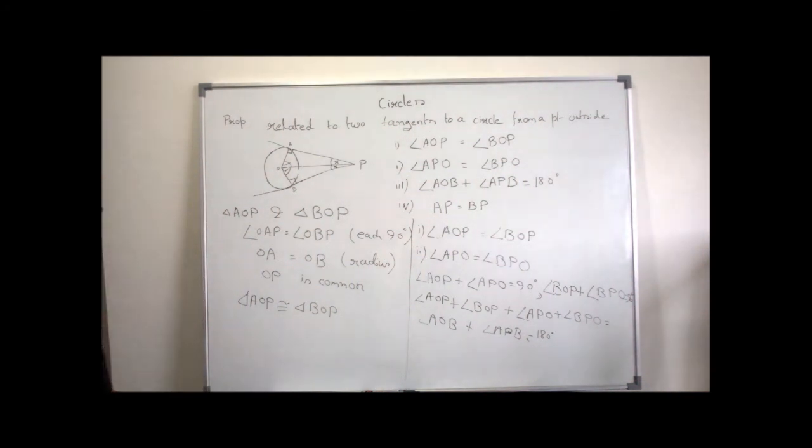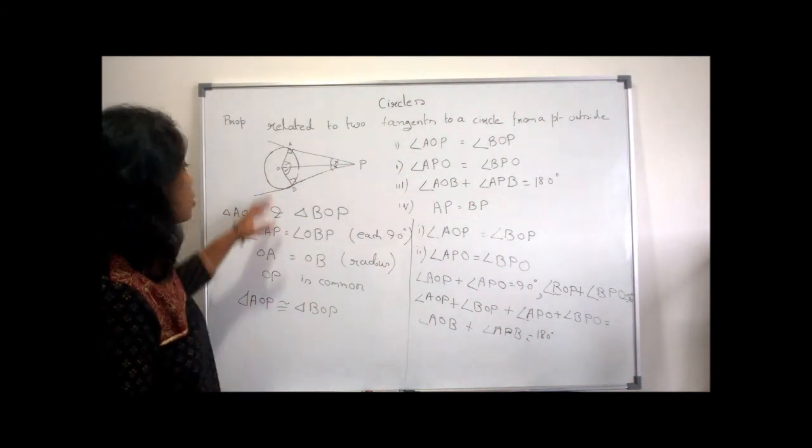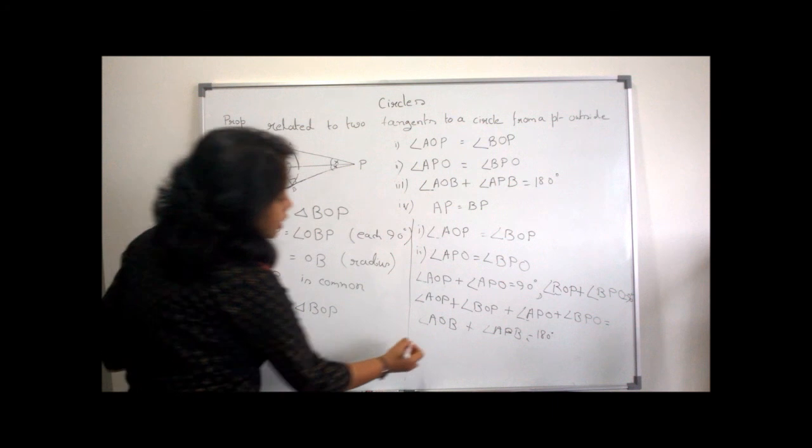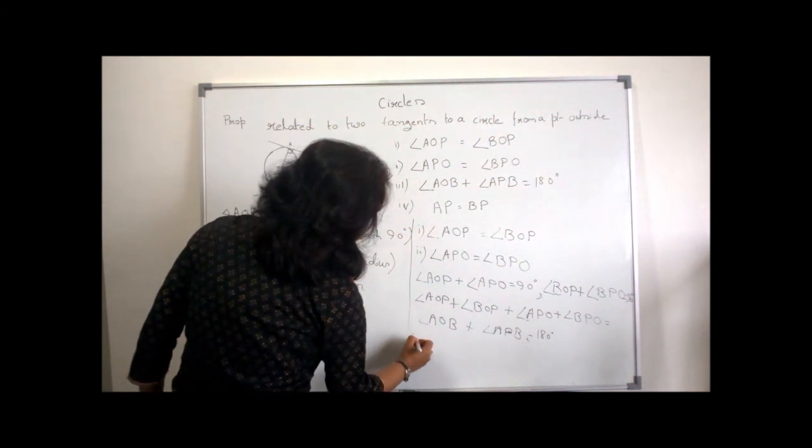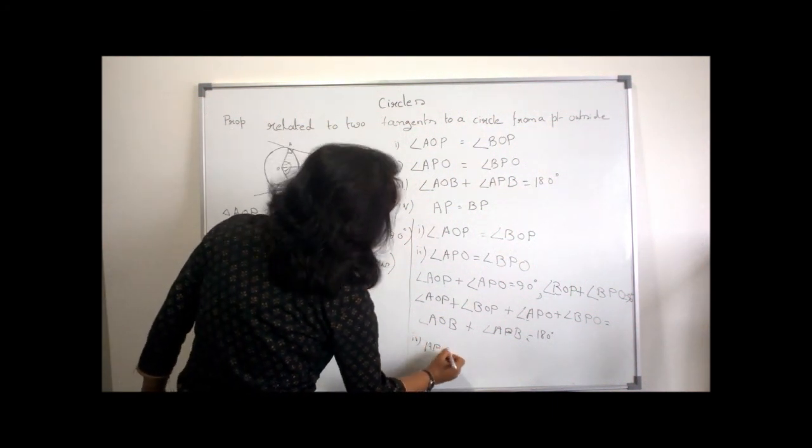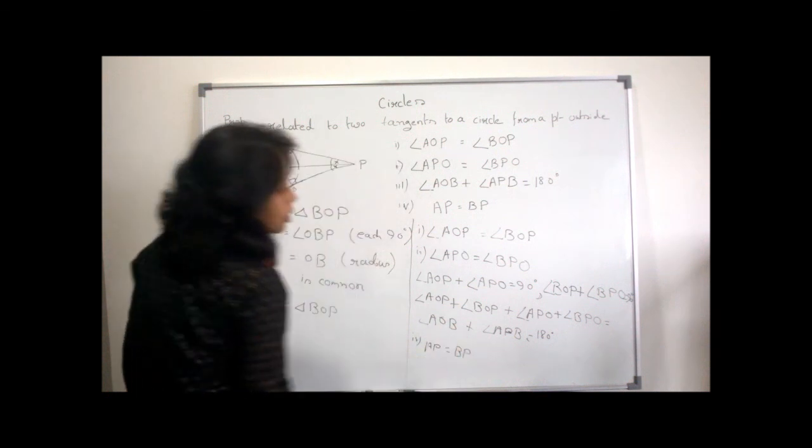And from the congruence of both of these triangles, we can say AP is equal to BP.